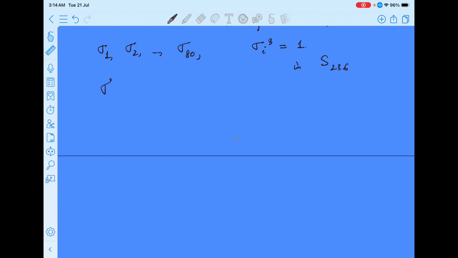So let sigma be a permutation. We know every permutation has a cycle decomposition, right?